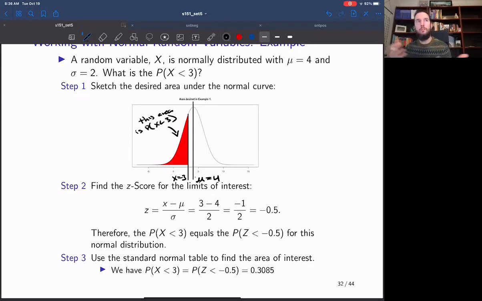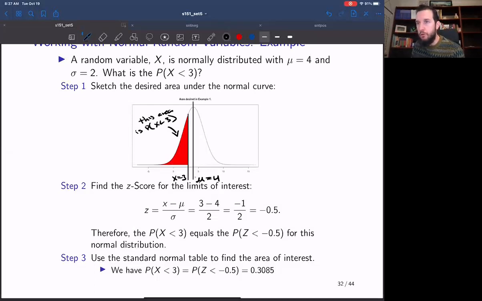Okay, so we just want to know this red shaded part. All right, so the first thing that we have to do is recognize that this is not standard normal. So the mean is not 0 and the standard deviation, sigma, is not 1. So what we need to do is convert x equals 3 into a z-score. So to do that, we use our standardization formula.